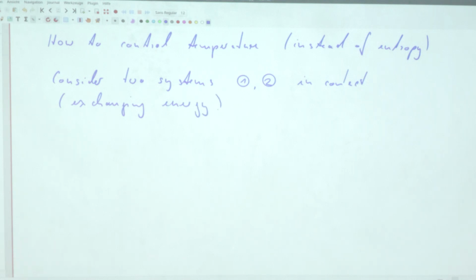Okay. This table is a bit too low, so I always have to go down to write. So then the total internal energy is U1 plus U2. Or the other way around, the internal energy of the second system is the difference of the total energy minus that of the first system.